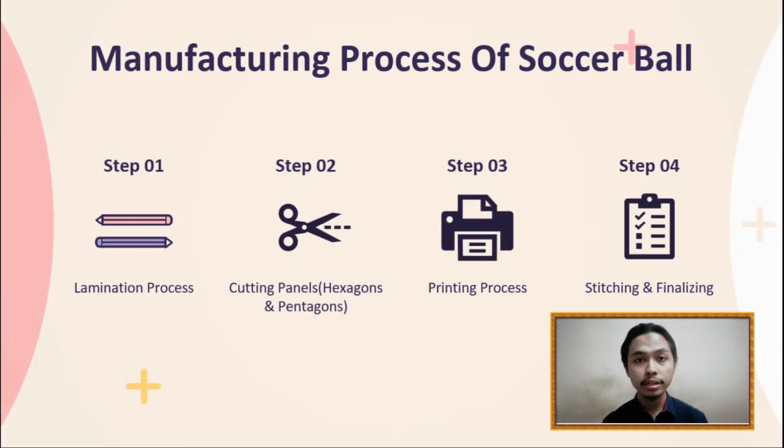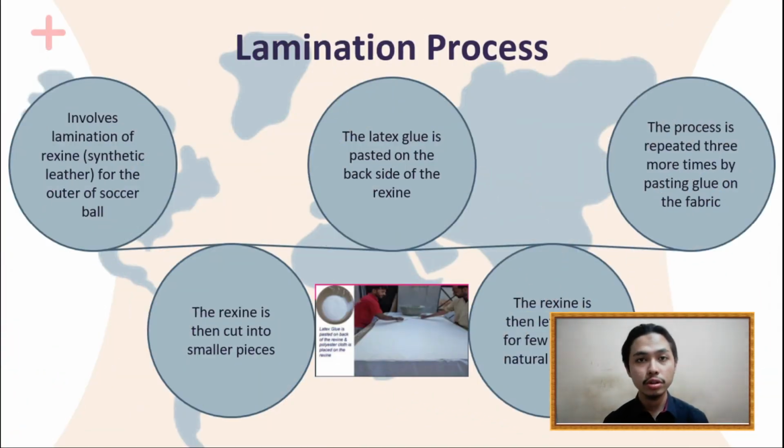I will explain the manufacturing process of a soccer ball. The first step is the lamination process, which involves the lamination of resin, also known as synthetic leather, for the outer surface of the soccer ball. The resin is then cut into smaller pieces of 40 inches width and 58 inches in length. The reason for this is to make maximum use of the resin.